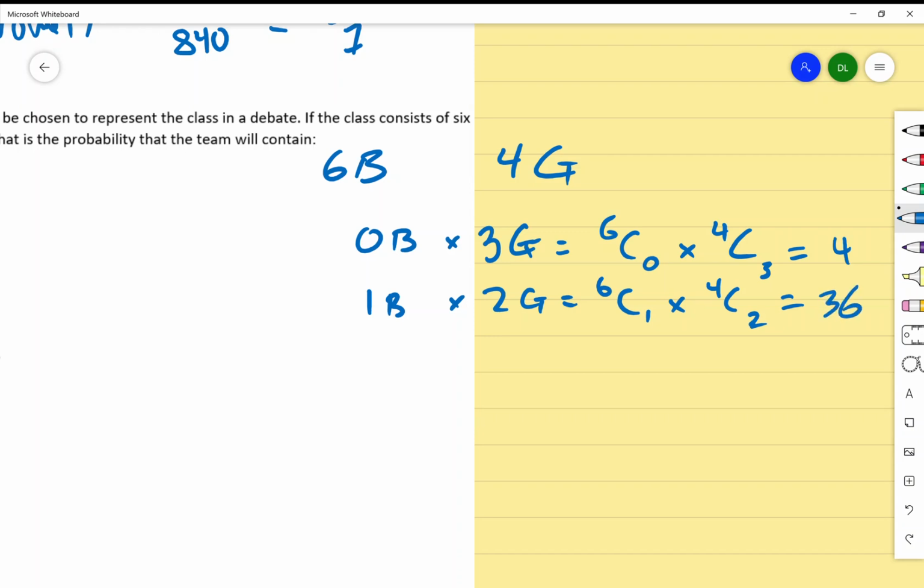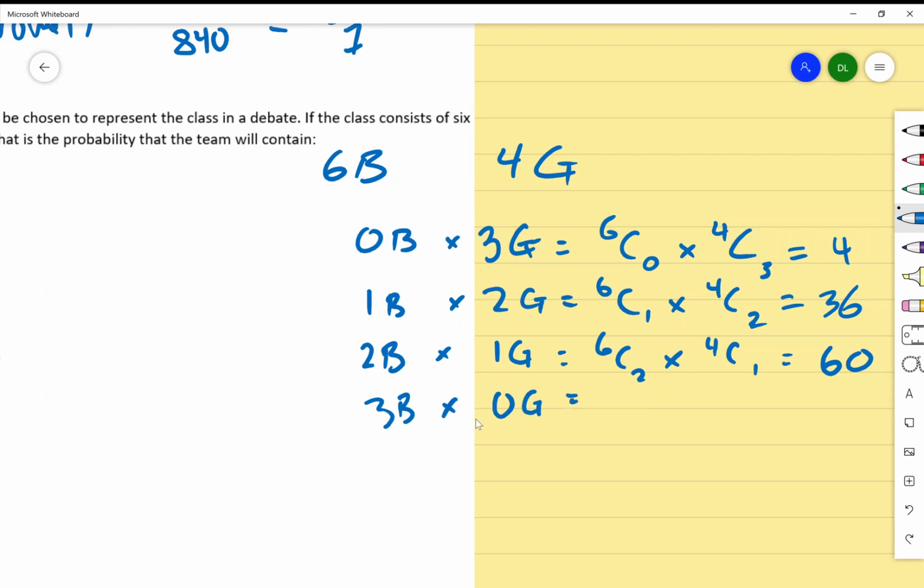Now what happens if I have 2 boys and 1 girl? I multiply them, which gives me 6C2 times 4C1. I'm going to fly through these because I'm hoping that you guys are able to pick up what I'm putting down. That gives me an answer of 60. And finally, if I have 3 boys and 0 girls, that gives me 6C3 multiplied by 4C0, which gives me an answer of 20.